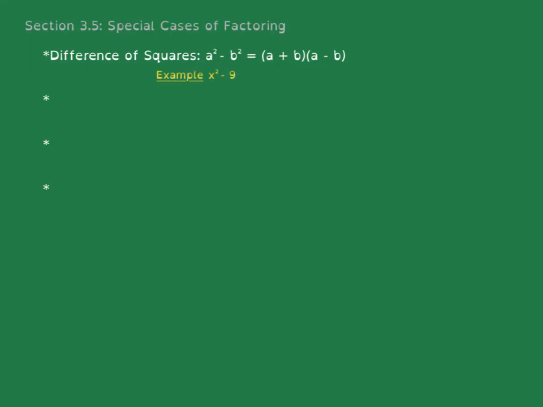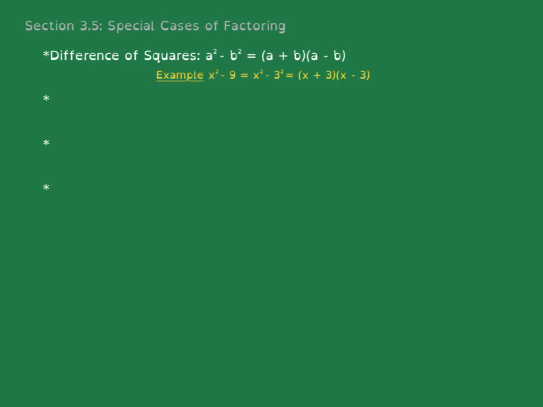Here's a great example where we can use difference of squares because we have x squared minus 9, both of which terms are squared. In fact, this is actually x squared minus 3 squared. And because it follows the pattern of a squared minus b squared, we can then use the difference of squares formula. That leads us to the factored form of x plus 3 times x minus 3.